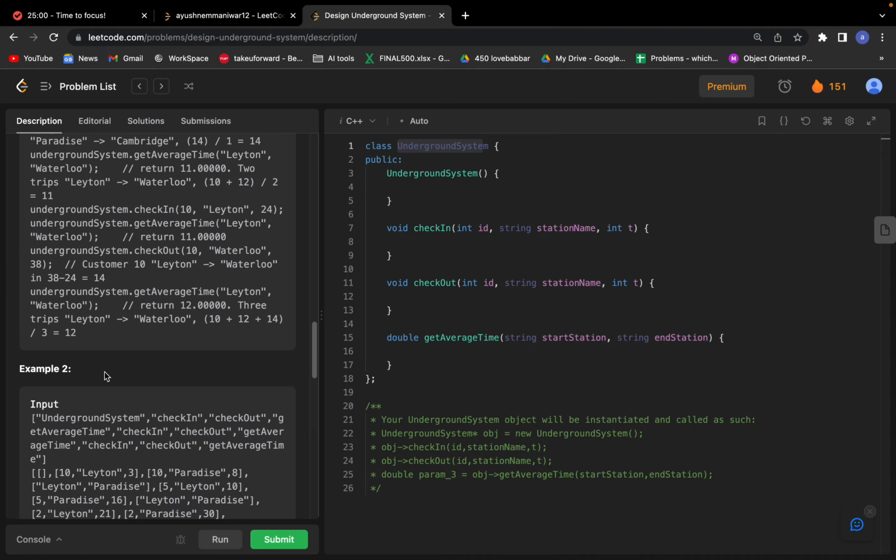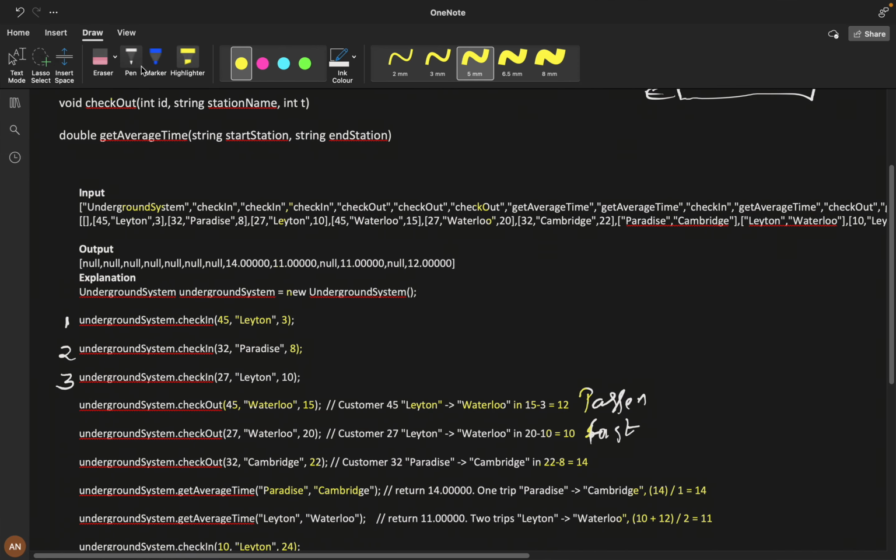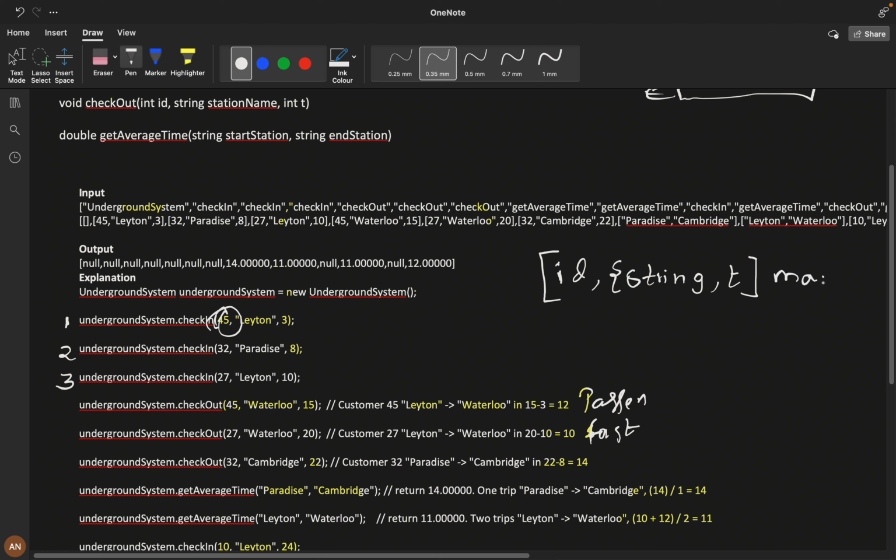So let's see how we can solve this problem. If you see this carefully, he's saying that an ID can be only one. So what I will do is store the ID. I want the ID, and I require a string and the check-in time. This I can store in a map. And at checkout time, according to this ID I will remove it, and this time I will subtract it.